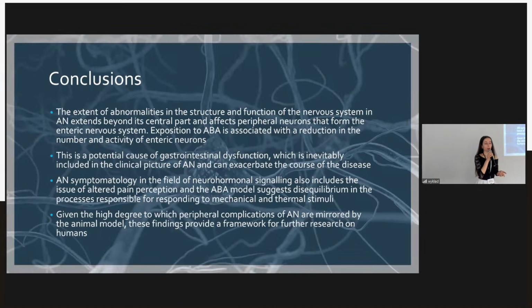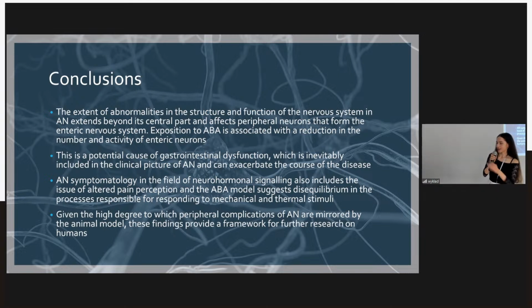And to conclude, apart from the complications of anorexia that affect the central nervous system, we can also observe some complications affecting the peripheral nervous system, namely the enteric nervous system. Alterations such as reduction in the number and the activity of neurons in the enteric nervous system might be the potential pathomechanism of gastrointestinal symptoms, as I mentioned before.